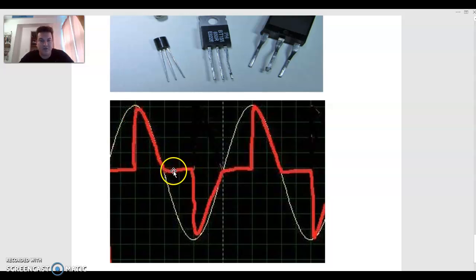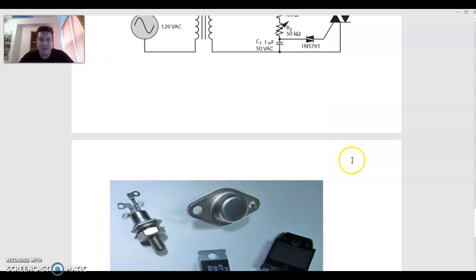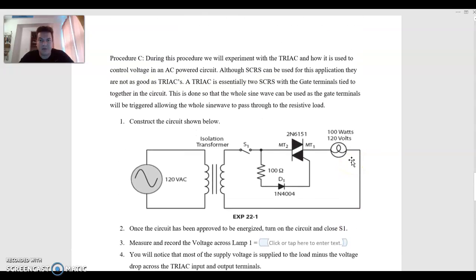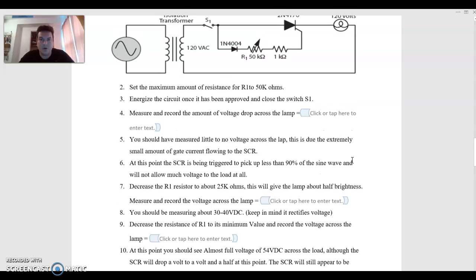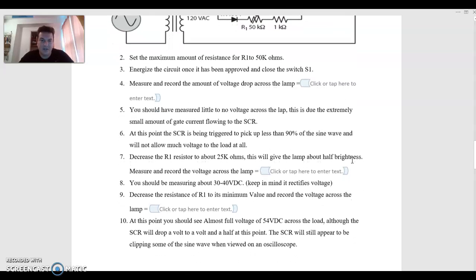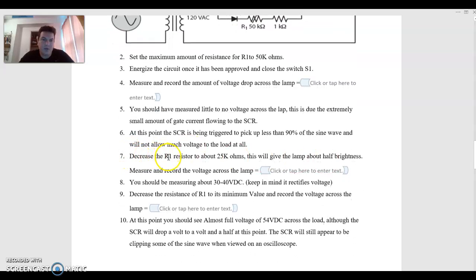We know that single phase rectifiers will hit 0 for one pulse and then pick up the second pulse once again. That's exactly what's going on in this circuit, where we're trying to regulate power or voltage to the load using an SCR in an AC circuit. At the point where we have the resistor R1 at about 25 ohms, this will give the lamp about half brightness. Measure and record the voltage across the lamp.